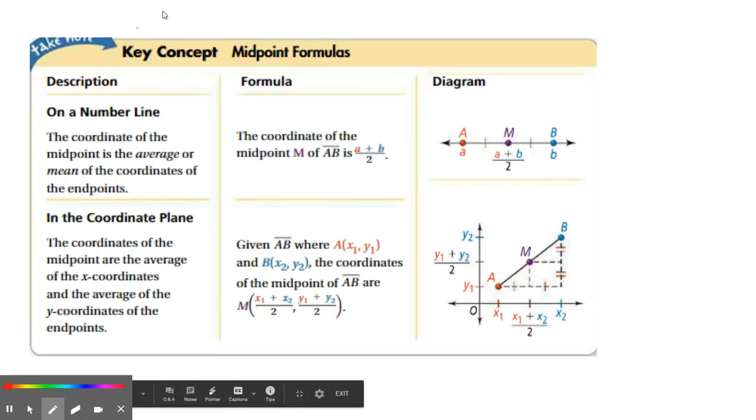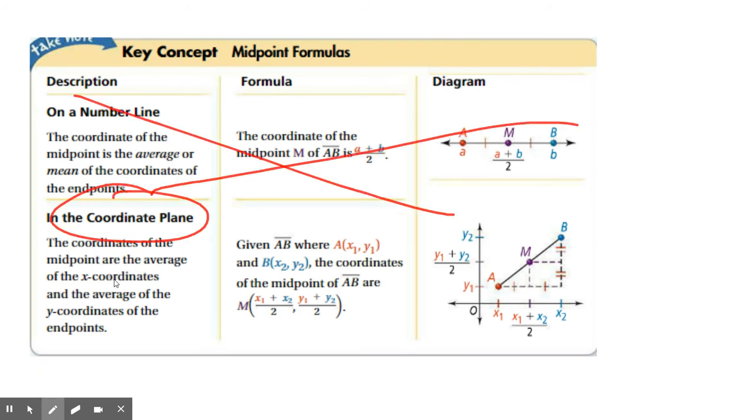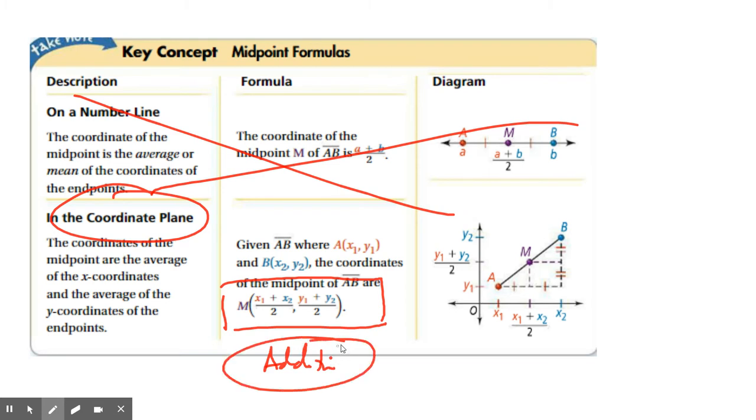Coordinate plane time, we have the midpoint formula, so we don't care about the number line. I care about the coordinate plane. So this is the midpoint formula. Remember, this is the one that involves addition, because when you find the midpoint, all you're doing is finding the average of the x's and the average of the y's. To do that, you add the x's and divide by 2. You add the y's and divide by 2. Again, addition, add.